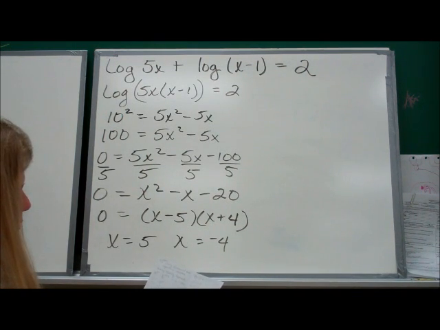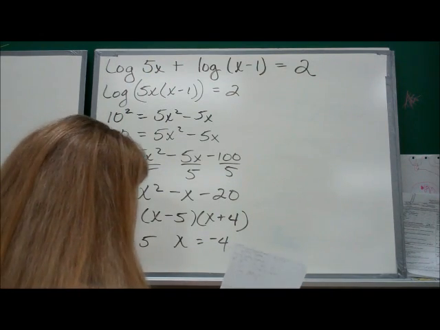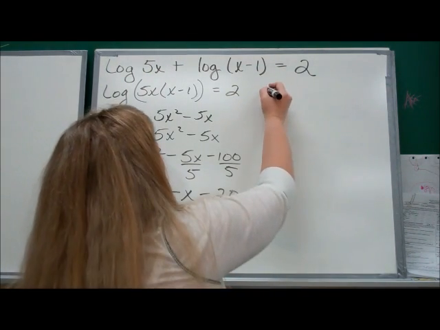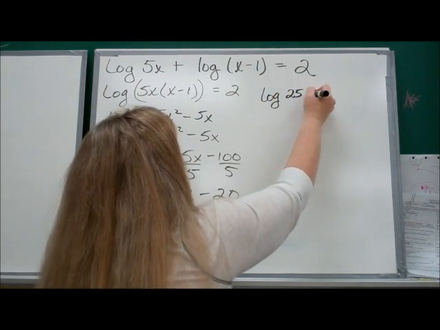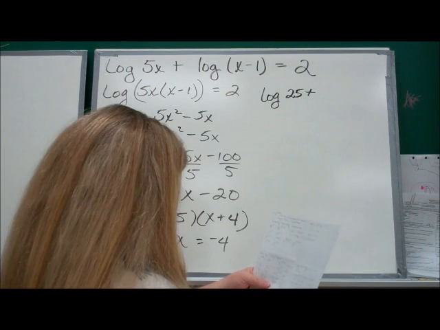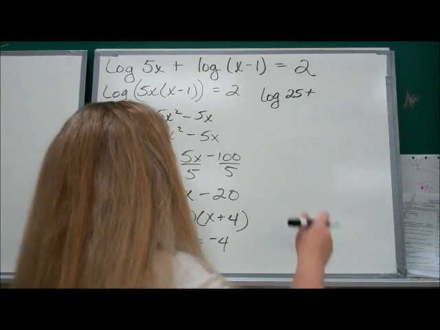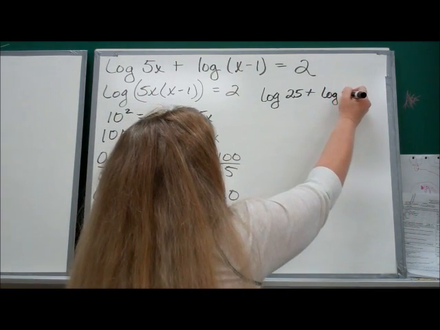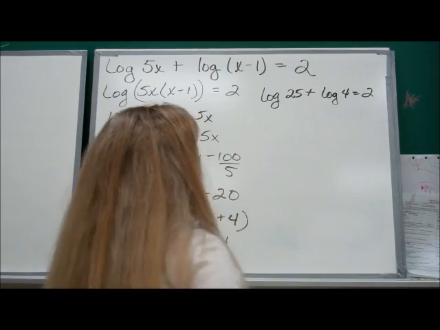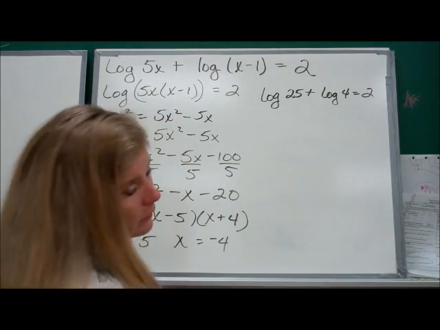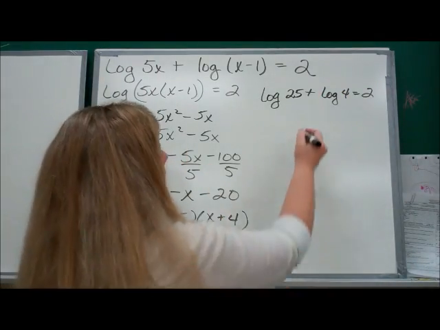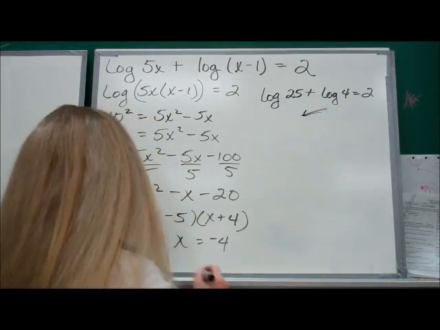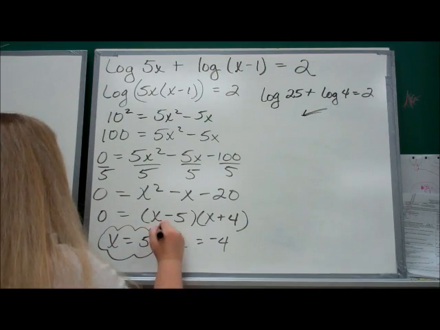When we check, let's check the 5 first, just because I did that one first. So the log of 5 times 5, that's 25, plus the log of 4. Does that indeed equal 2? Use your calculator. Common logs, use your calculator. Check, it does, so 5 is definitely an answer.